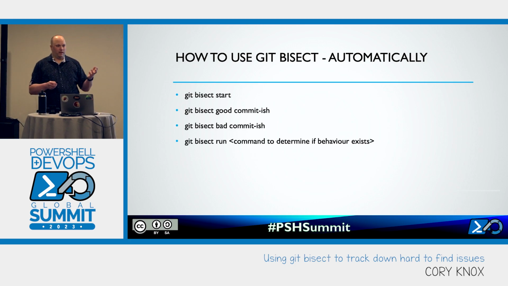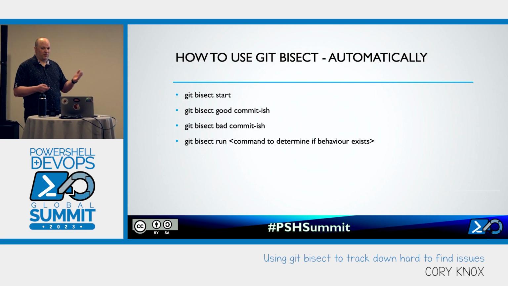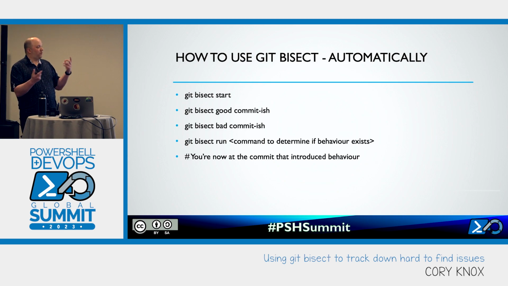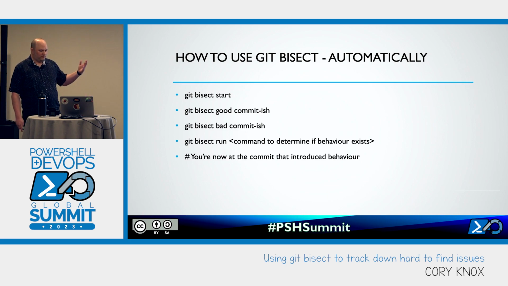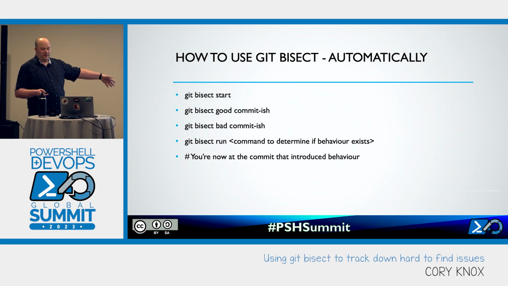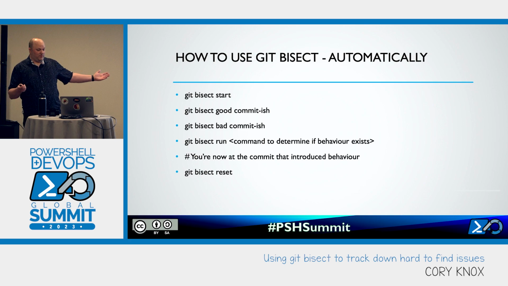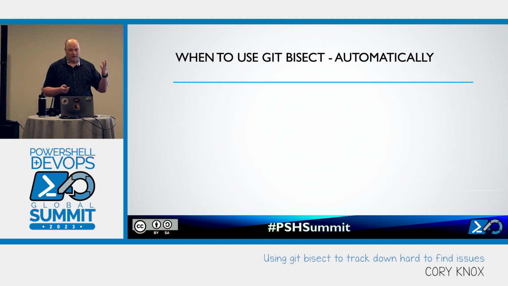And now is where the command changes. We say git bisect run, and we give it a command, either the name of a script or an executable or something that will run, and it will determine if the behavior exists for us. It will report back to Git whether it exists or not, and Git will just keep running that until it gets to the end, and now we're at the commit that introduced the behavior. Much quicker, way easier than doing it manually, but there are a few caveats. Actually, sorry, we also have to git bisect reset again to get back to the beginning.